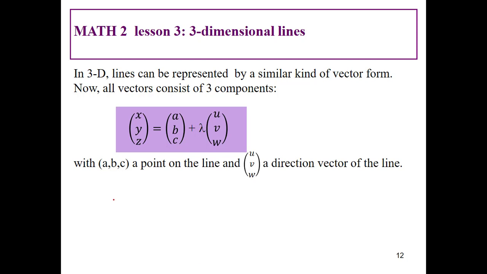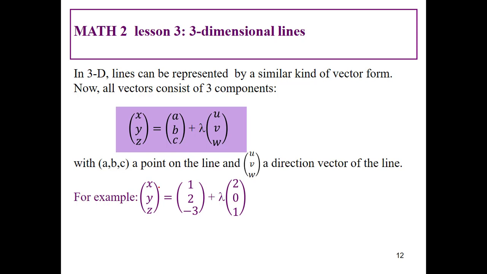We can also have lines in 3 dimensions with a vector form, and then it's just having 3 elements: an x, a y, and a z. You have to have a starting point and a direction vector. So it's basically exactly the same as a 2-dimensional line, but only with one element added in the z direction.